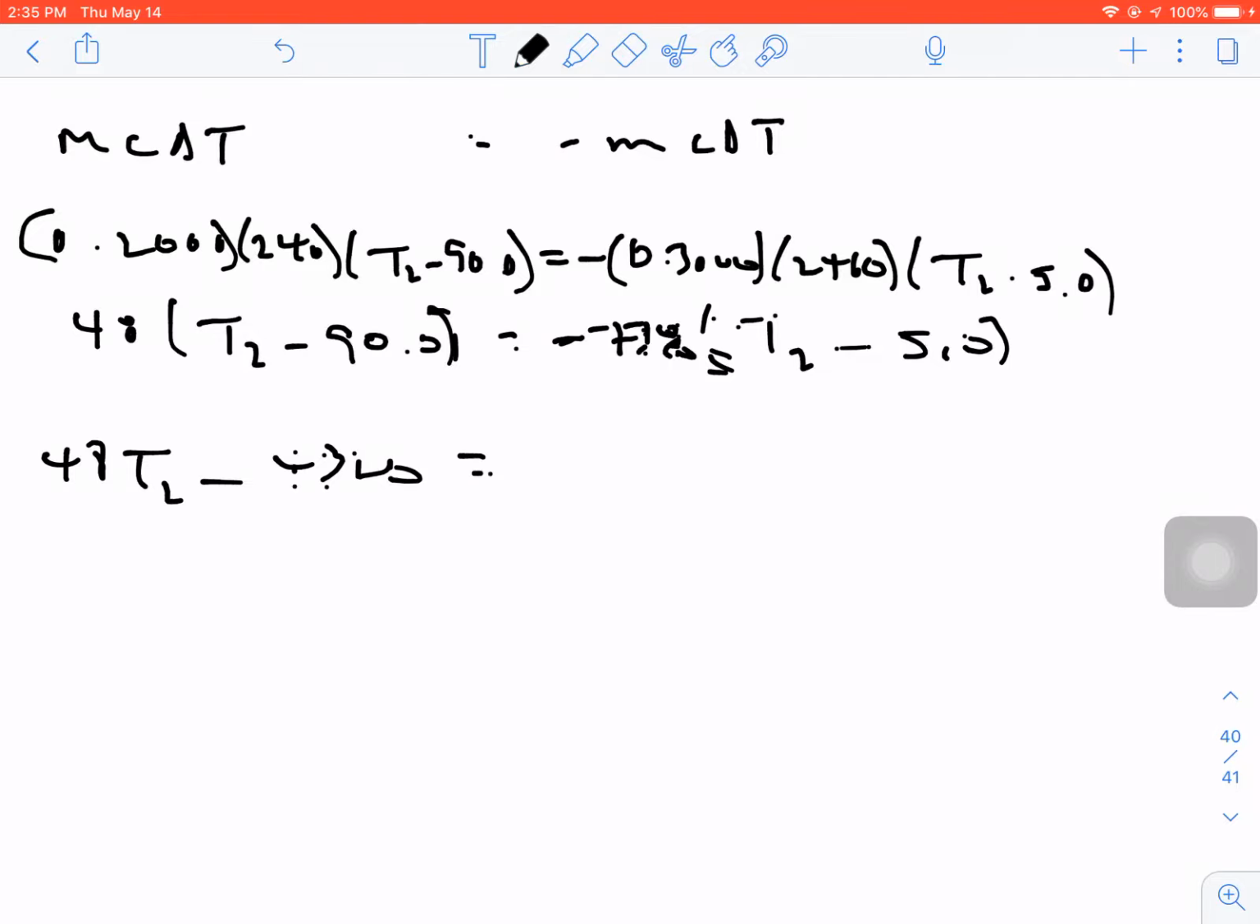On the right side, I'm taking my negative 738, if that's what it is, times T2: negative 738 T2s. And then negative 738 times negative 5 is plus 3690.